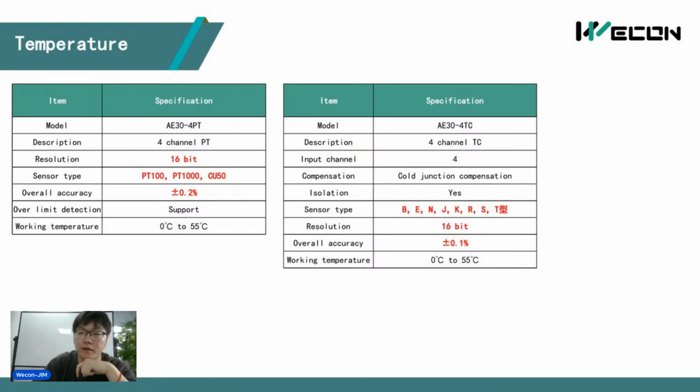And for the TC modules, on the right side, sorry for this Chinese, we can support 8 different type TC sensors. And for 6V series and 3V series, we can also support J and K type in 4TC modules. So I want to say the temperature module of A500 is more powerful than other series.